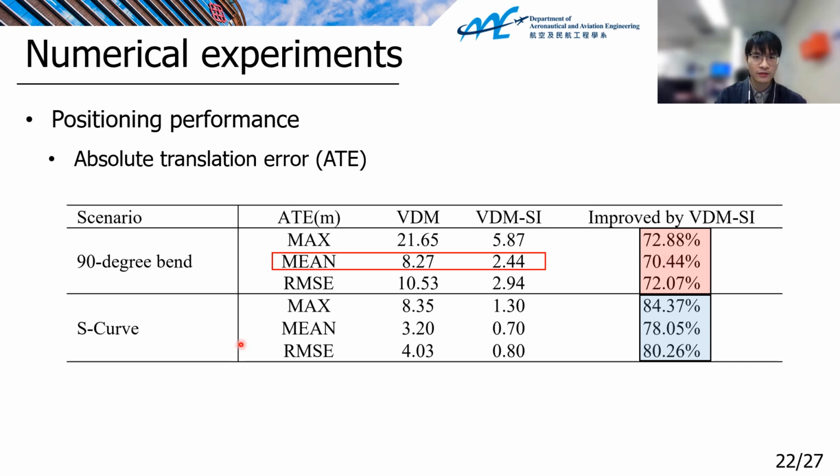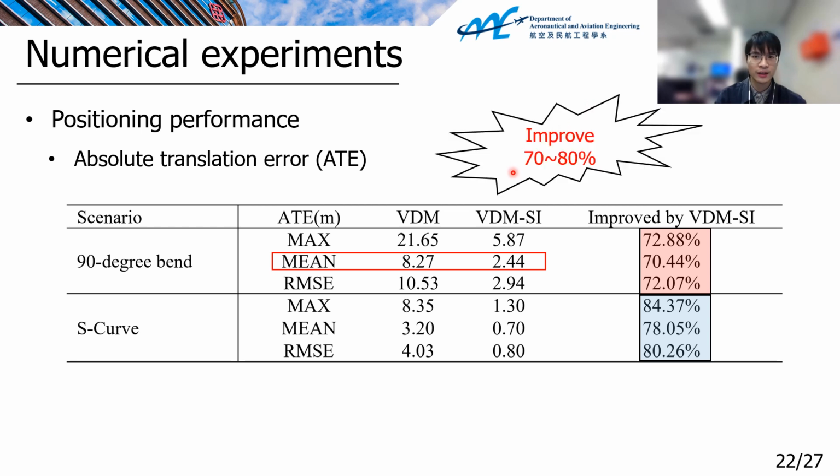Similar results are also found in the S-curve scenario. You can see the improvement in the two scenarios is around 17% to 80%. We can get a sense that the integration of system identification can improve the positioning performance of VDM.